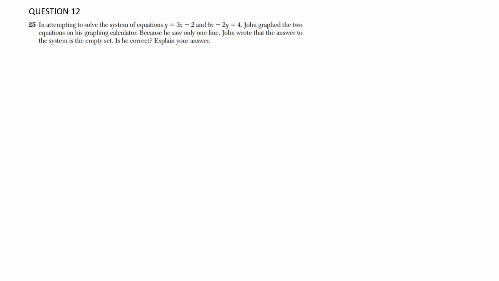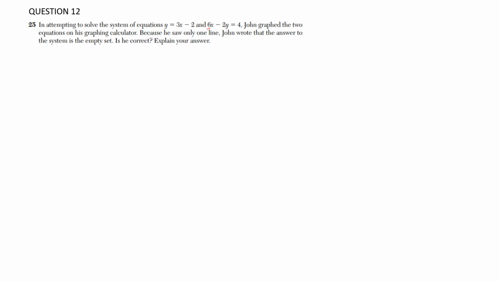So in this question, we have, in attempting to solve the system of equations y equals 3x minus 2 and 6x minus 2y equals 4, John graphed the two equations on his graphing calculator. Because he only saw one line, John wrote that the answer to the system is the empty set. Is he correct? Explain your answer. So let's take a closer look at both of these equations.